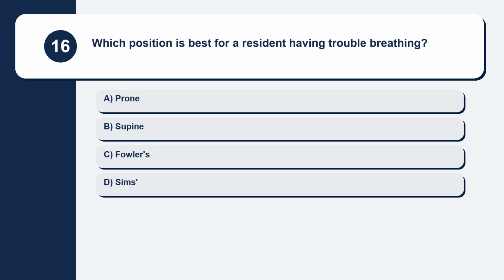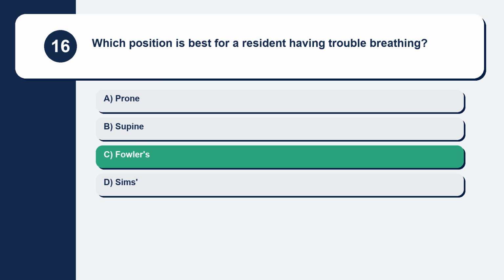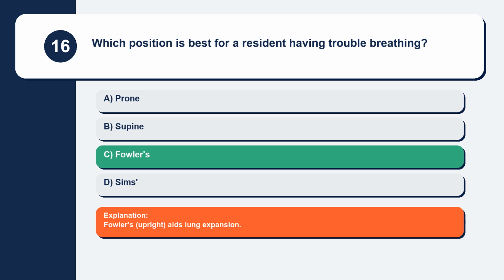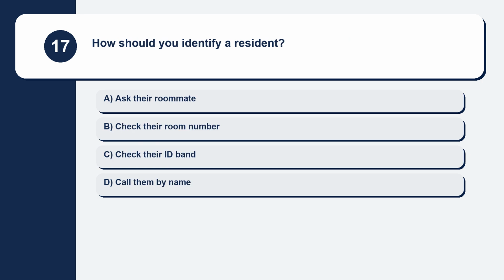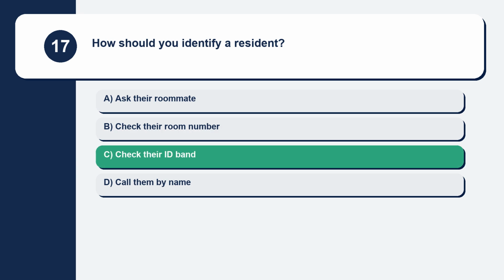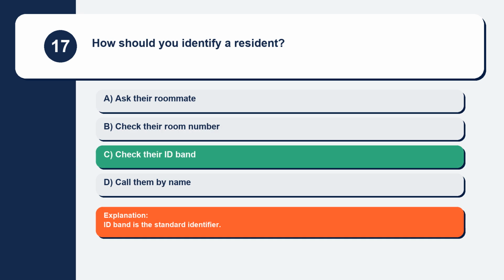Question 16. Which position is best for a resident having trouble breathing? Prone, supine, Fowler's, Sims. Fowler's, upright, aids lung expansion. Question 17. How should you identify a resident? Ask their roommate, check their room number, check their ID band, call them by name. ID band is the standard identifier.